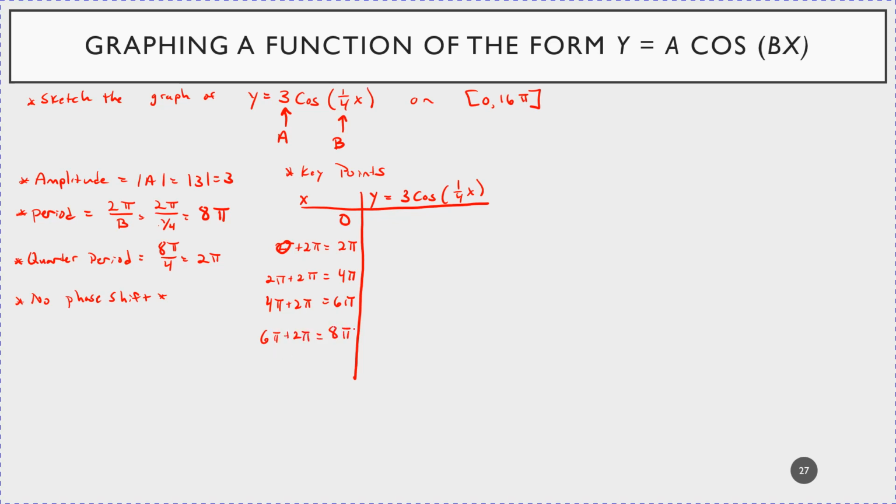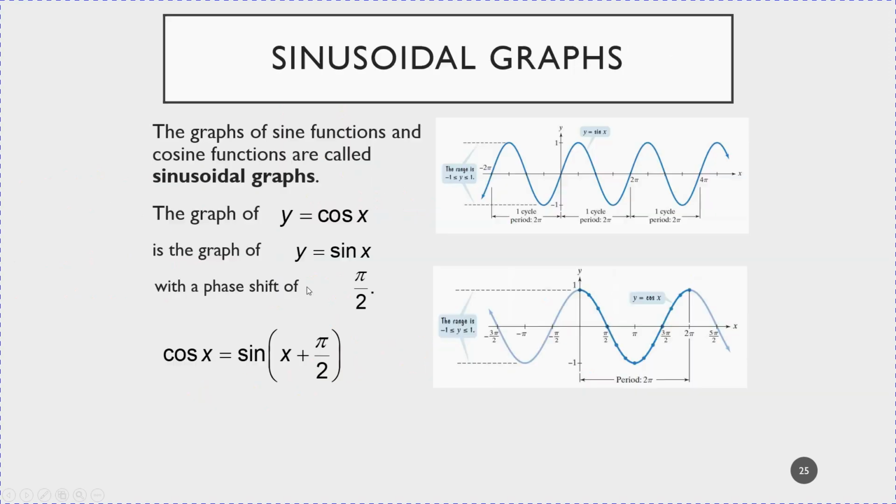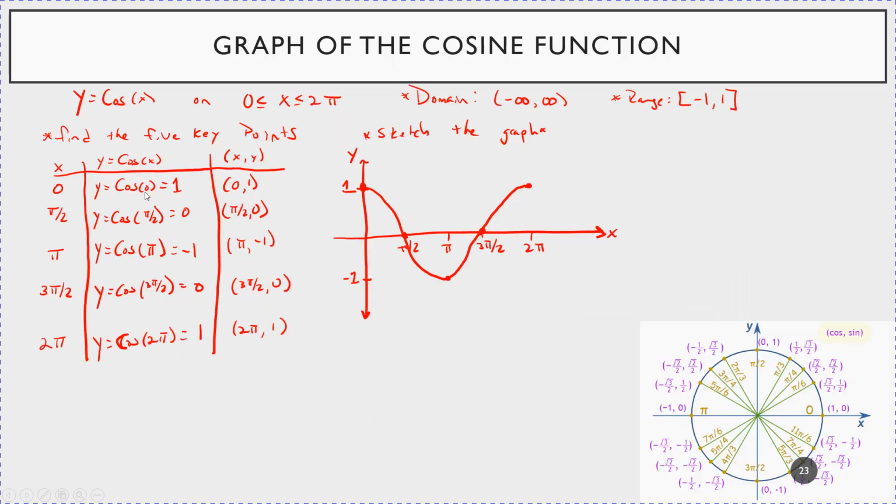And this is what's amazing. You're going to notice when you start doing this, when you plug in these new quarter periods to what's inside the cosine function, you end up just getting back to cosine of 0, cosine of pi over 2, cosine of pi, cosine of 3 pi over 2, cosine of 2 pi every time if you do it correctly.